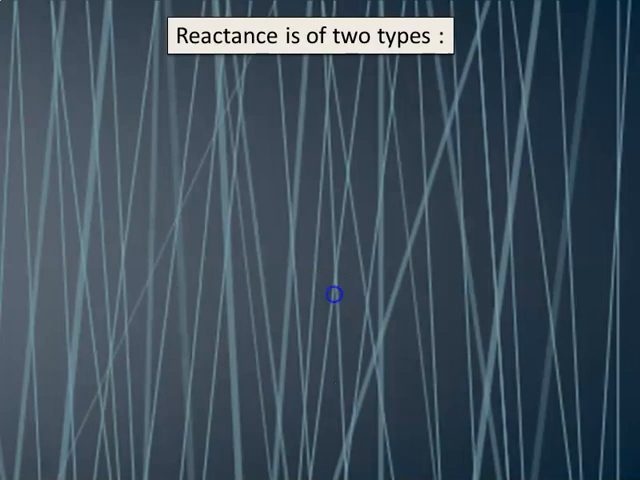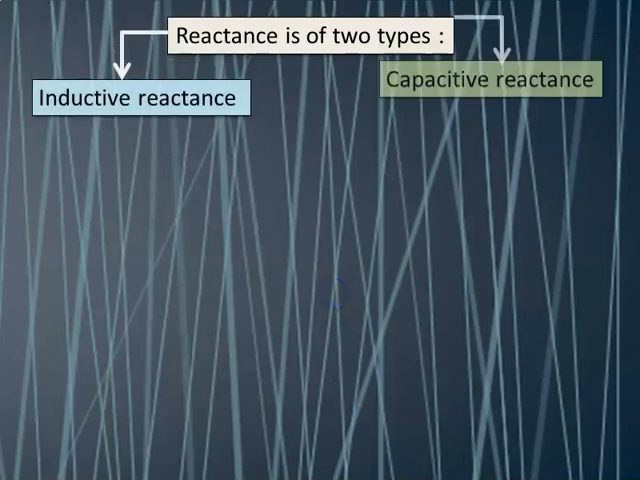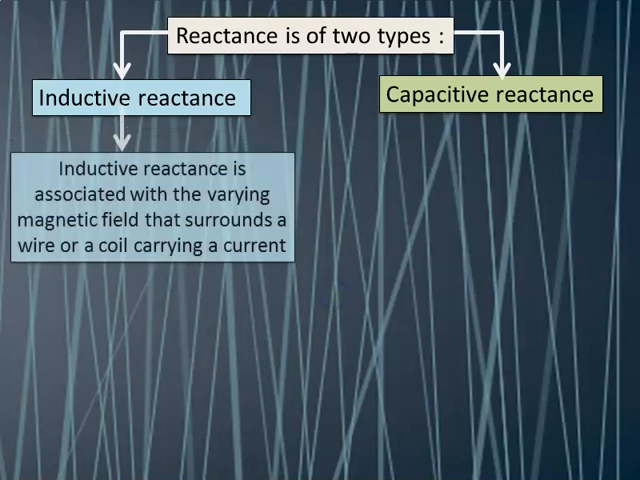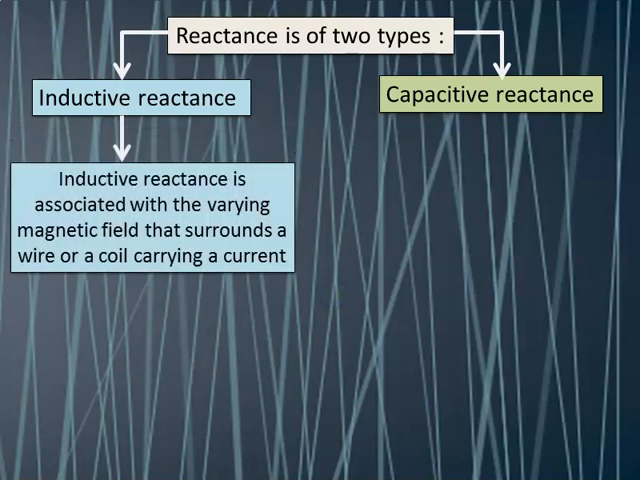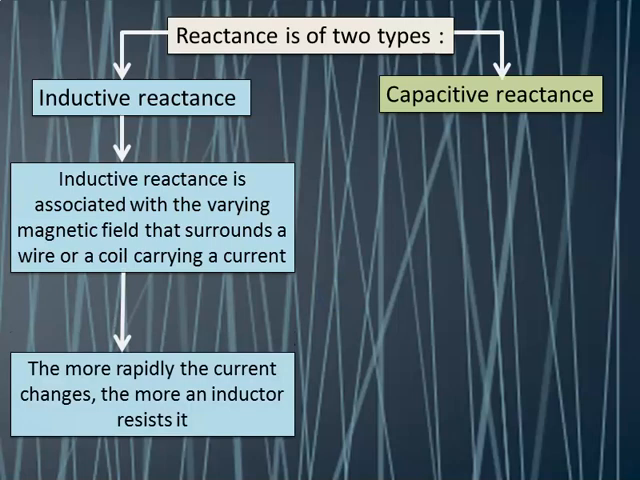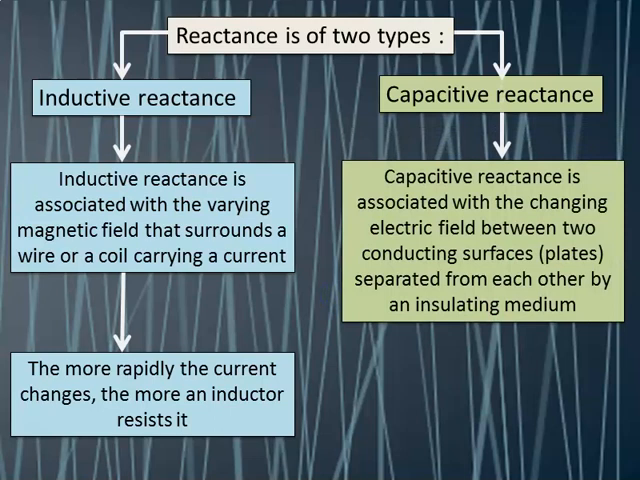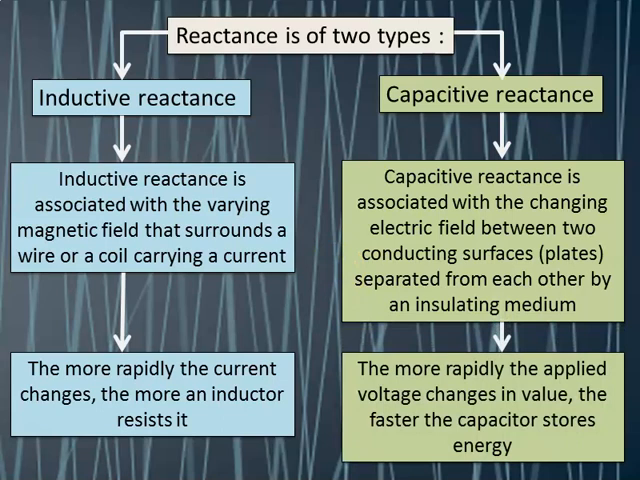There are two types of reactance, inductive reactance and capacitive reactance. Inductive reactance is associated with the varying magnetic field that surrounds a wire or a coil carrying a current. The more rapidly the current changes, the more an inductor resists it. Capacitive reactance is associated with the changing electric field between two conducting surfaces separated from each other by an insulating medium. The more rapidly the applied voltage changes in value, the faster the capacitor stores energy.